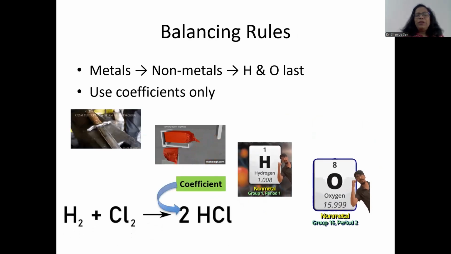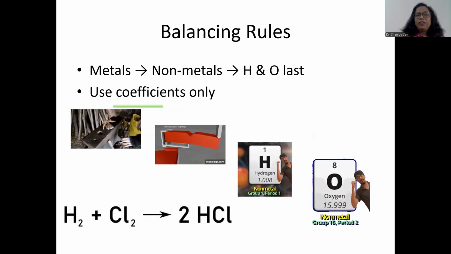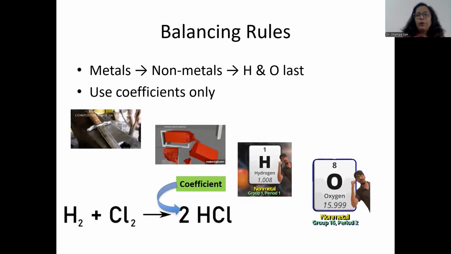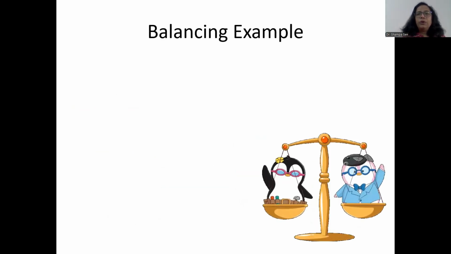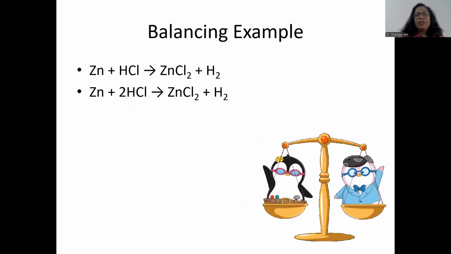H2 plus Cl2 giving HCl. If we are writing H2 plus Cl2 giving HCl, it's not balanced. This coefficient 2 is balancing the equation. This 2 is a coefficient. So let us go for some balancing examples. Zn plus HCl giving ZnCl2 plus H2. So here 2 is written in front of HCl. This is a coefficient and now it is balanced.